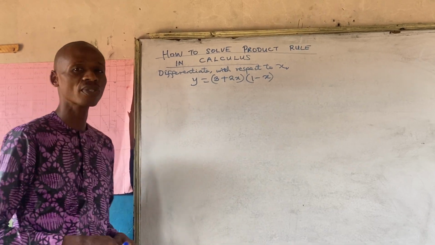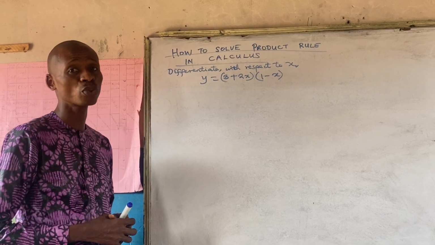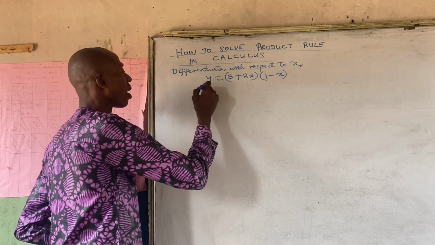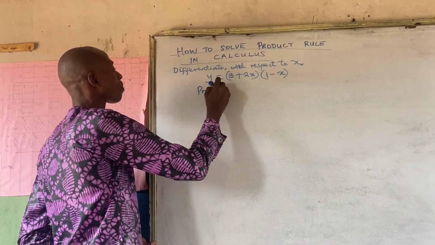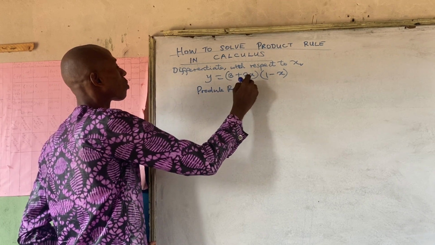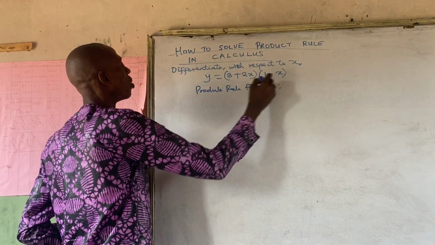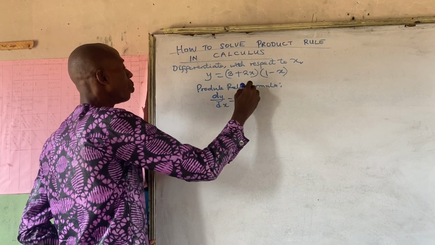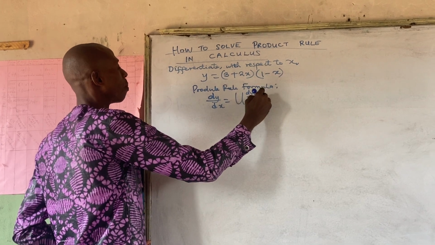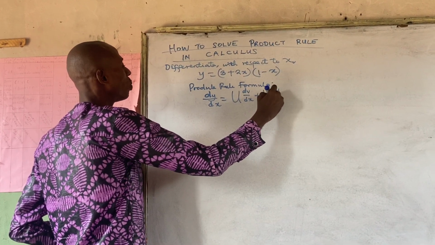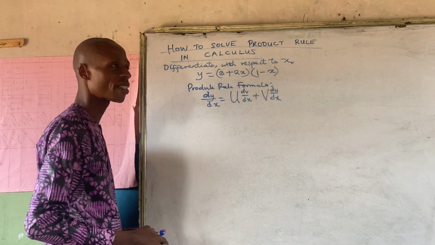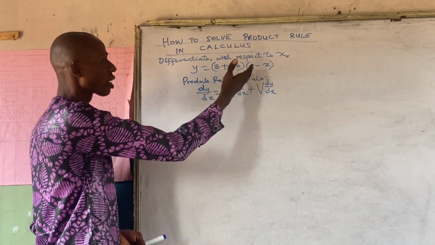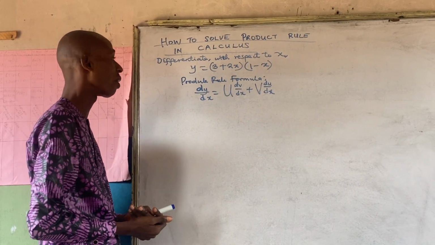Now in calculus, there is a simple formula we have for product rule, and if you don't want to use the formula, it's very fine. So let's look at the formula in product rule. Product rule formula for dy/dx will be u dv/dx plus v du/dx. Like I said, it is not compulsory to memorize this formula. I will show you how to get these things done without even needing the formula.